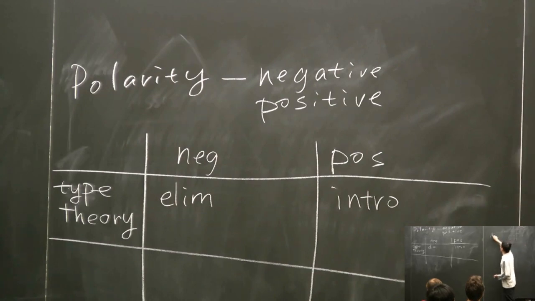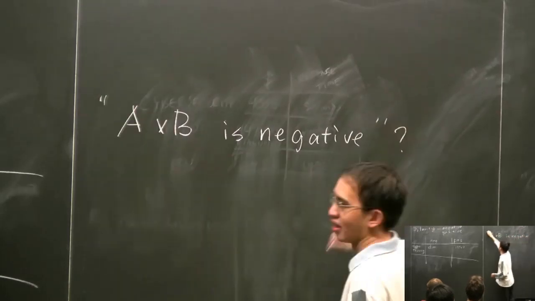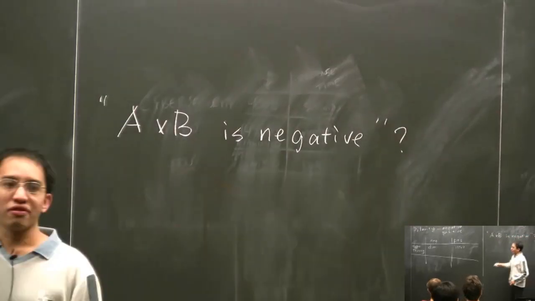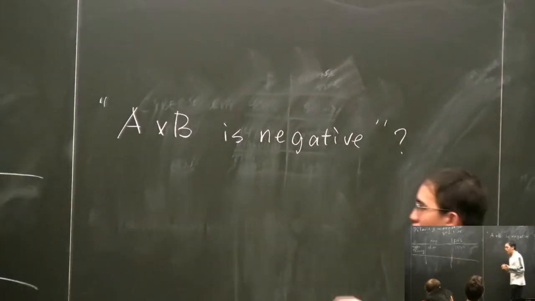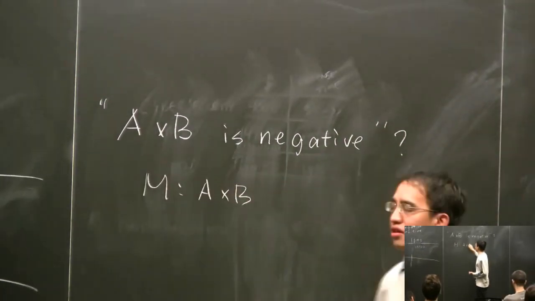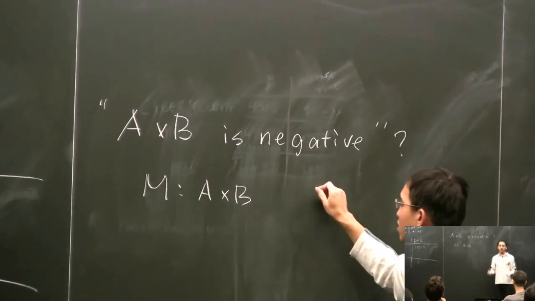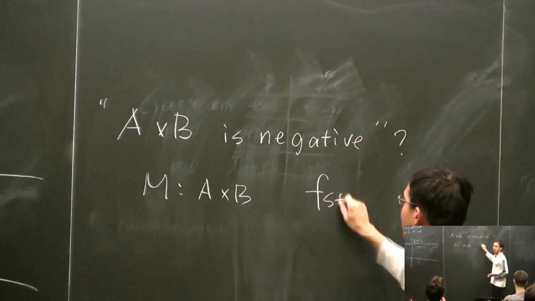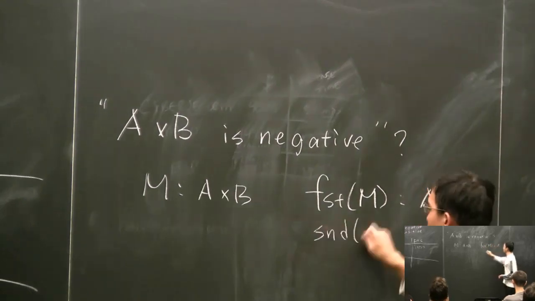So let me give products. A times B is negative in our presentation. So why is that true? It means that we have to think about the elimination rule first. So what are the elimination rules? If you have M, which is a product, then I can use it in two different ways, first and second.